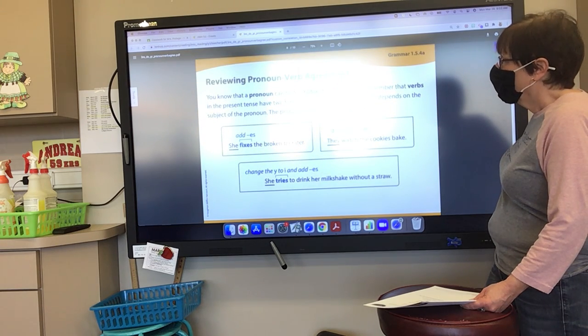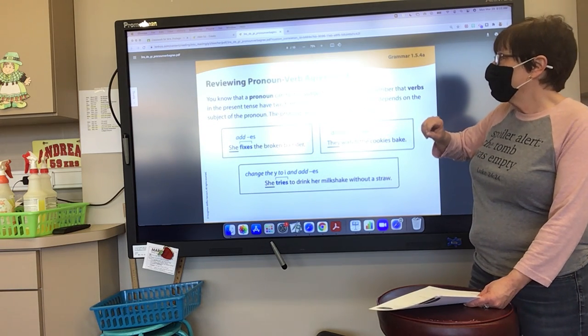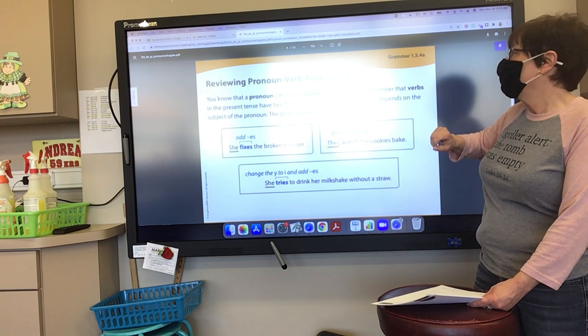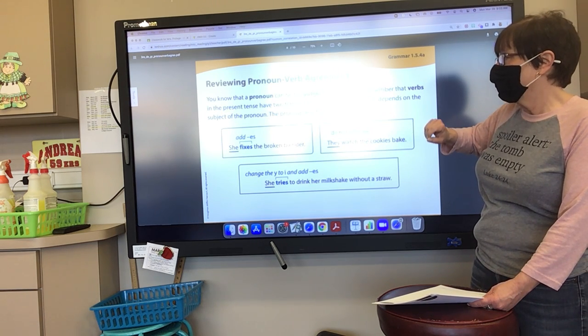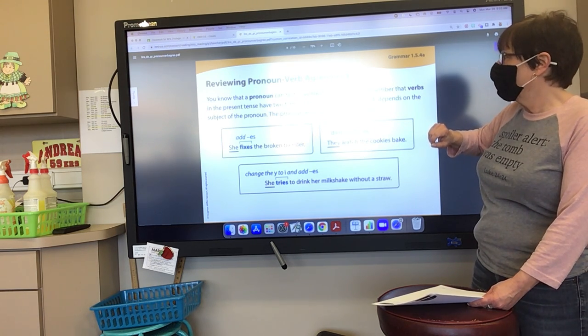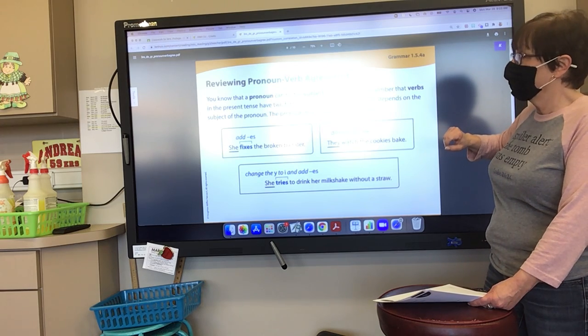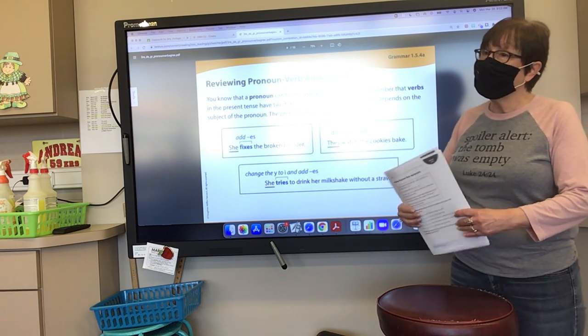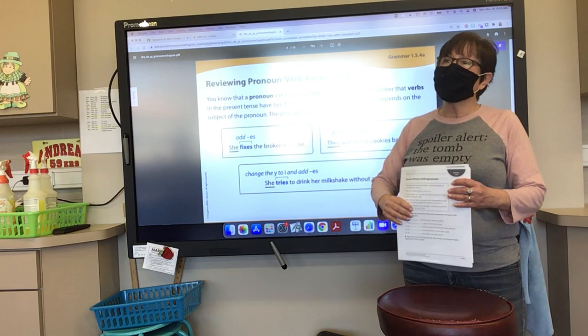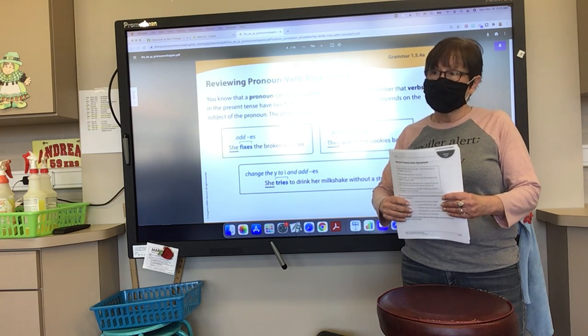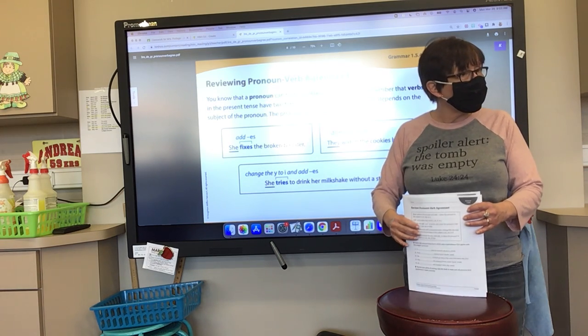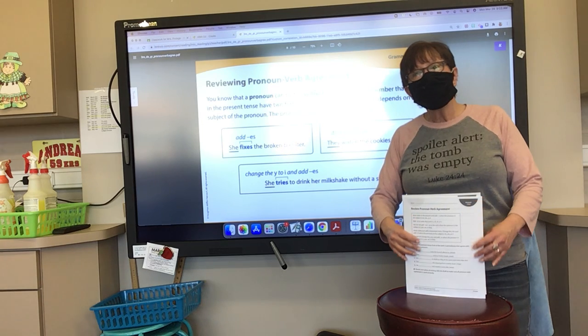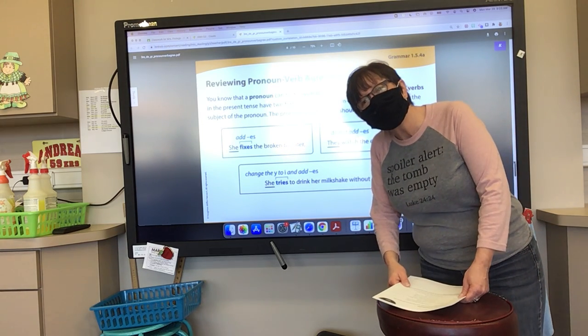Now, a pronoun can be the subject of a sentence. Remember that verbs in the present tense have two forms. The correct form of the verb depends on the subject pronoun. The pronoun and the verb always have to agree. Okay, what questions do you have about that? Oh, you have a question? What's your question?